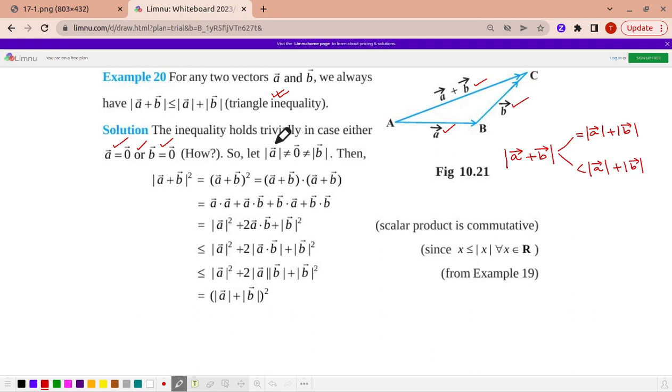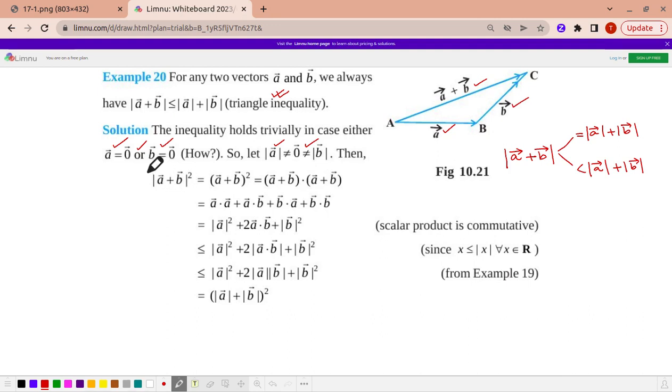That means mod of A is not equal to 0 and mod of B is not equal to 0. In that case, what is going to happen? We are going to take the help of a formula. If you remember, mod A whole square is equal to A dot A. So what we are going to do is take mod of A plus B whole square, which is equal to A plus B dot A plus B. I wanted to mean the scalar product by the dot.